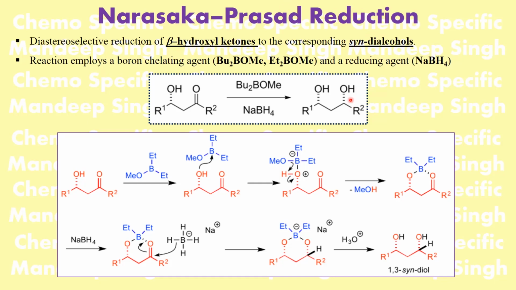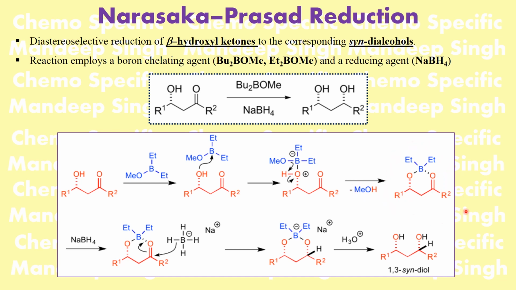So as I said, this is probably one of the most important reactions. Let us suppose we want to synthesize a 1,3-syn-diol from beta-hydroxy ketones. This particular reaction employs a boron chelating reagent, which could be dibutylmethoxyborane or diethylmethoxyborane, either one of them. And we use a reducing agent, which could be sodium borohydride. So this is the mechanism by which the reaction takes place. When this is the boron chelating reagent, the lone pair of electrons on oxygen attacks the empty p orbital of the boron. This is how the attack takes place, and methanol is released.